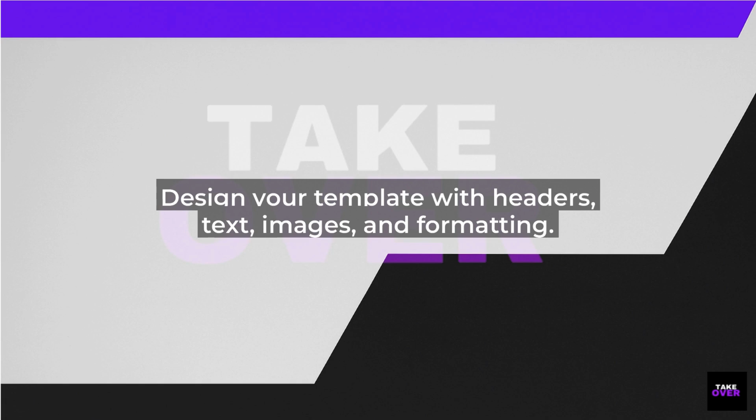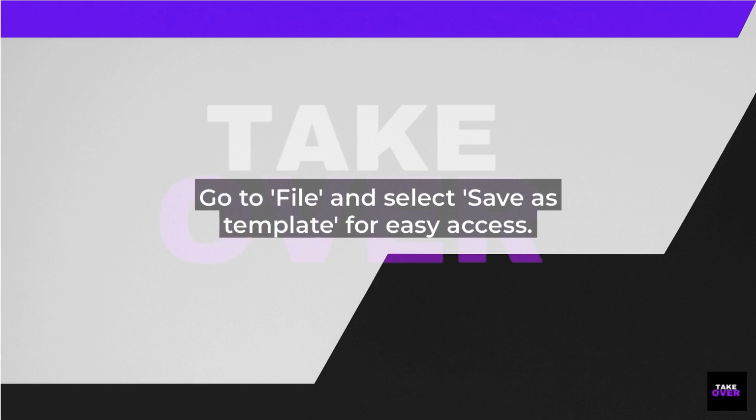Next, design your template. Add all the elements you want to reuse, like headers, footers, placeholders for text, images, or even tables. For example, if you're making a resume template, include sections for contact info, skills, and experience. Don't forget to format it nicely. Use bold for titles, adjust fonts, and set margins to make it look professional.